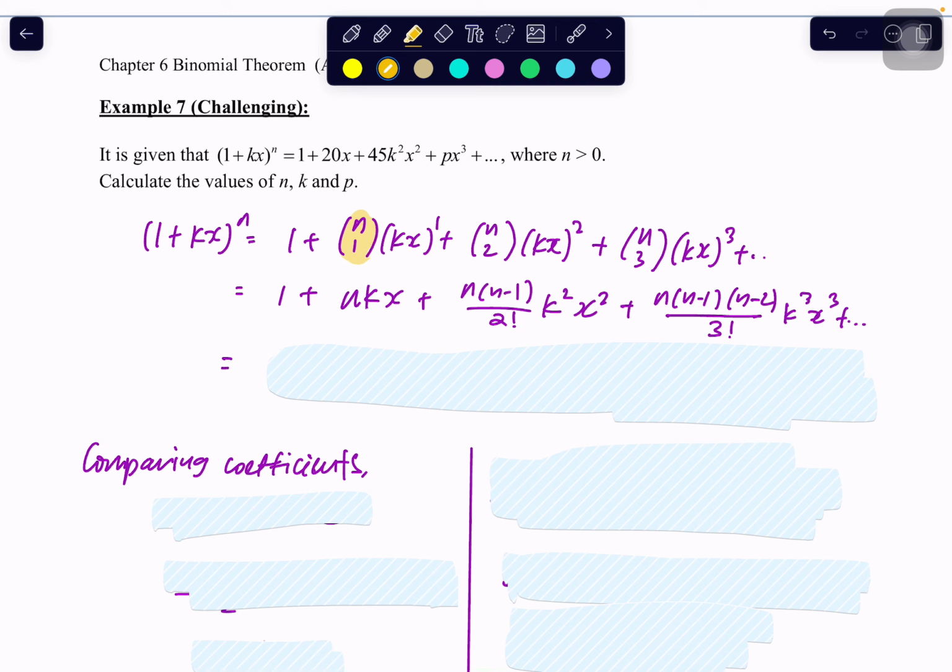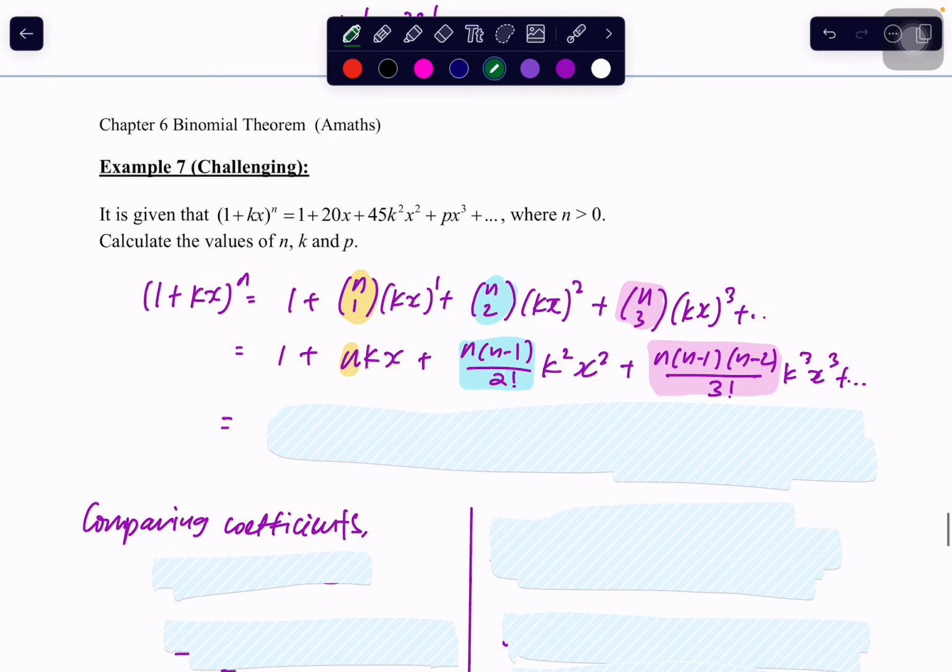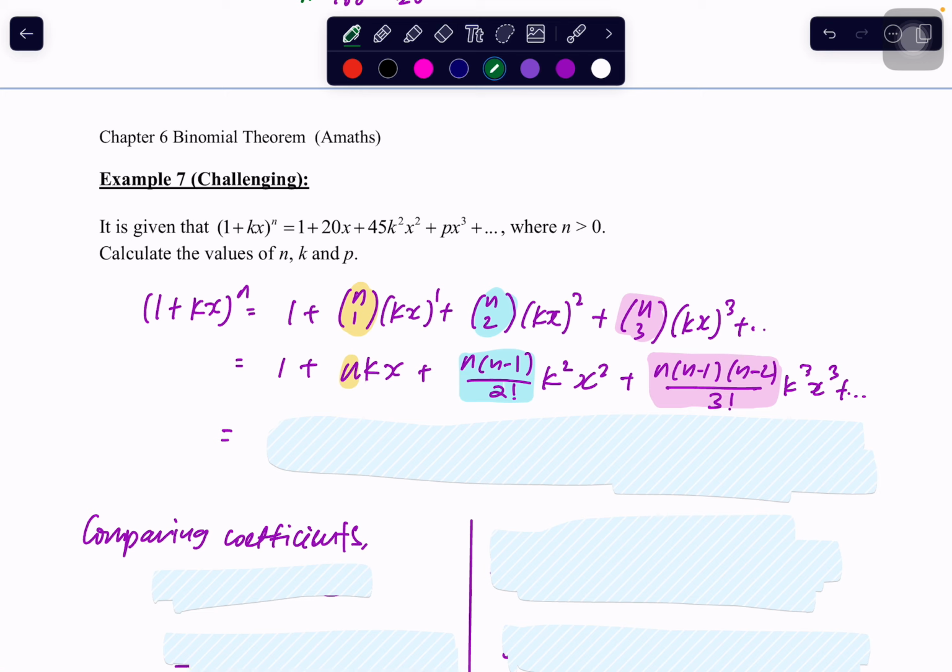Let me explain. This yellow term is your n. Your n choose 2 is basically n times n minus 1 over 2 factorial, and your n choose 3 is n times n minus 1 times n minus 2 over 3 factorial. Let me explain in case you didn't catch it earlier how I get this from n choose 2. The rest should apply the same for n choose 1 and n choose 3.